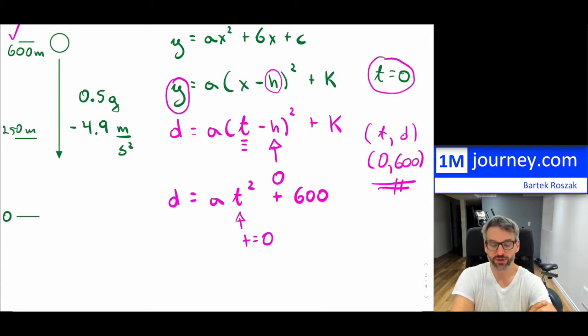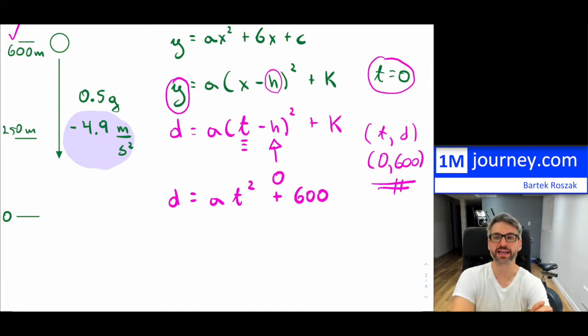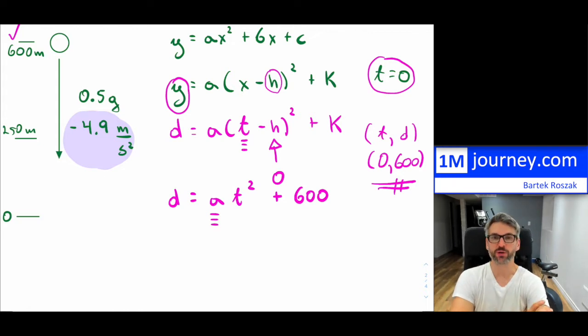Now, when you're falling down, we are falling at this speed here, or this acceleration right here. This is what we're falling at. Notice it's negative. And all that's missing is this A. This is the only thing that's missing. We don't know what this is.